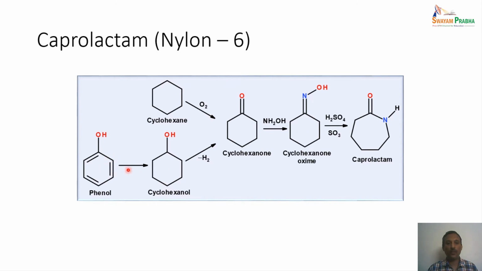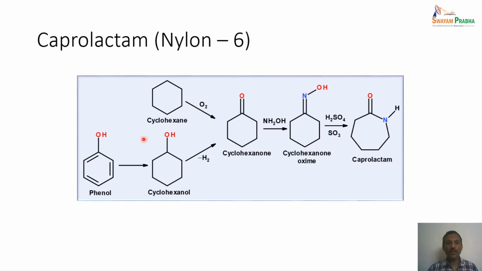Phenol can be converted to cyclohexanol, followed by oxidation to give cyclohexanone, or cyclohexane can be oxidized to give cyclohexanone. So this cyclohexanone is treated with hydroxylamine. This gives the cyclohexanone oxime. This is a crucial material which is the starting material for the Beckmann rearrangement. And this cyclohexanone oxime, when treated with sulfuric acid and sulfur trioxide, leads to caprolactam on an industrial scale.